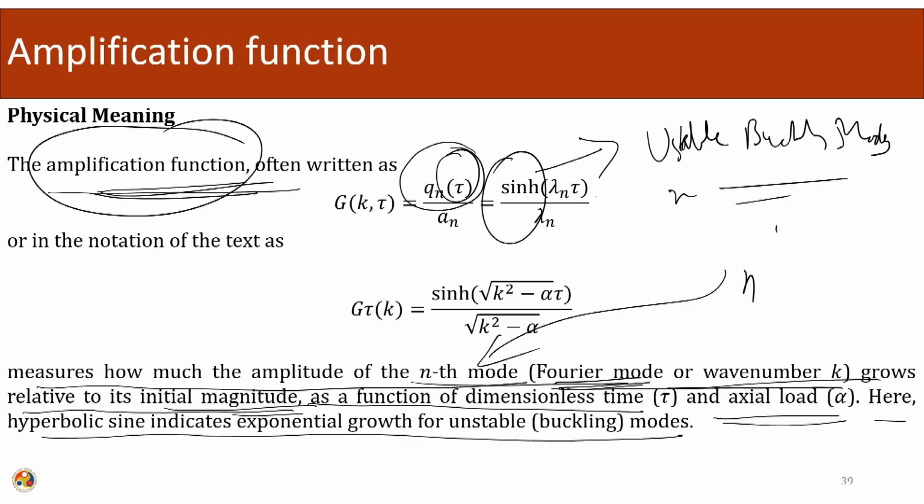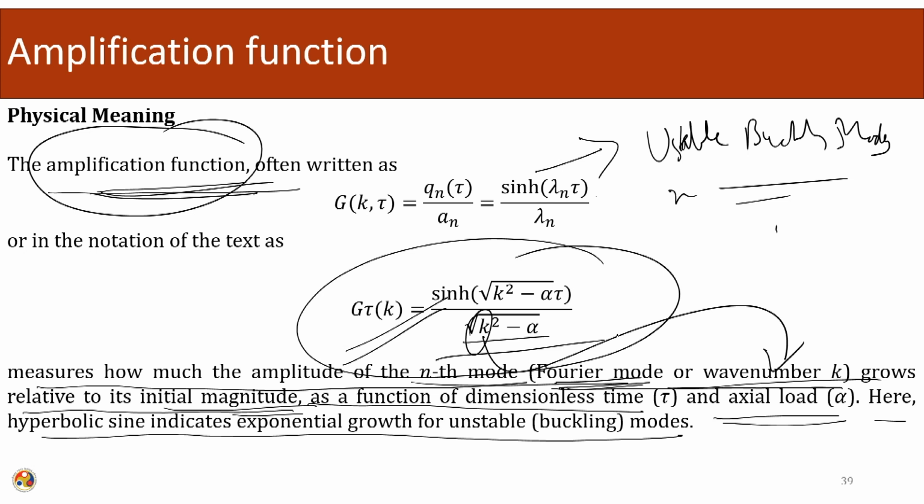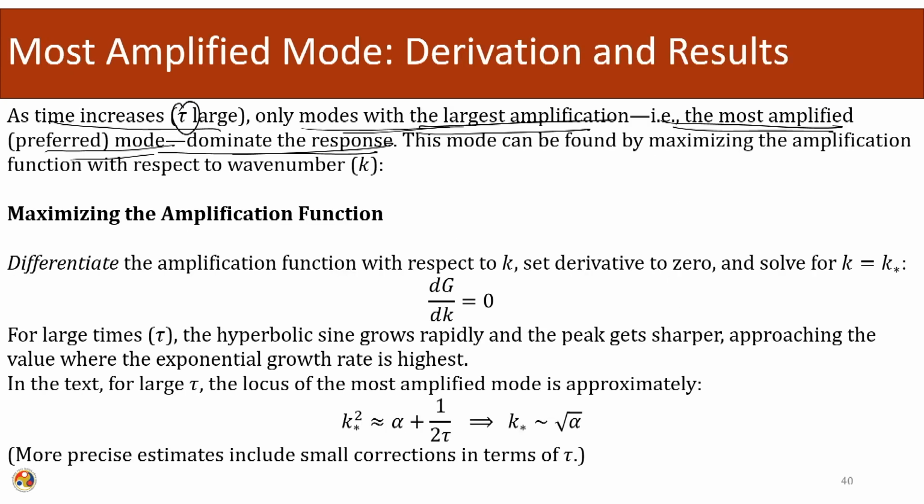So, what we need to do is that this is the amplification function. This is the equation for the amplification function, and it is related with the wave number k. So, we need to differentiate this amplification function with respect to the wave number, set the derivative to 0 and solve for k equal to k star, and it will give us the dominating mode.